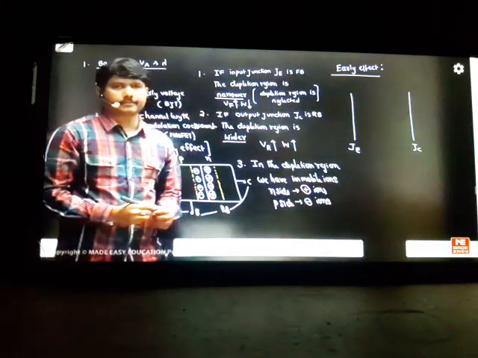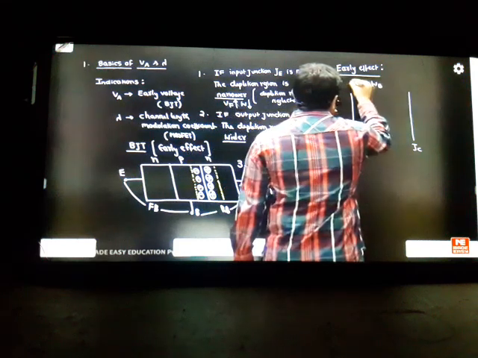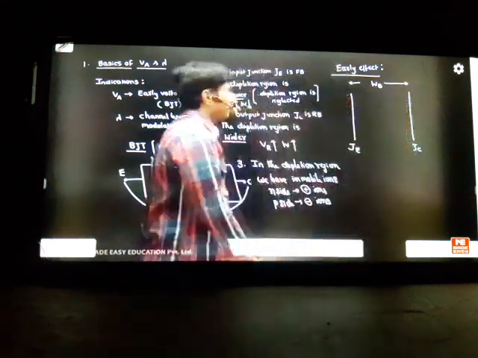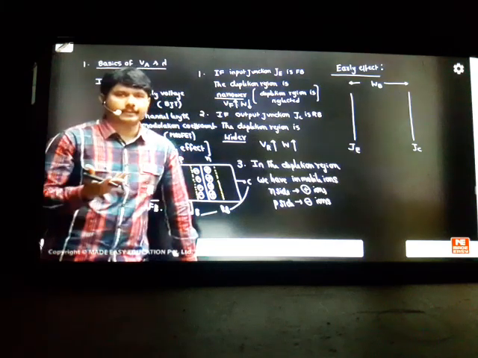Like this, you have two junctions in your device, the BJT. If I ask you what is the width of the base, compulsorily you will say that the width of the base is from here to here, from this boundary point to this boundary point. So the width of the base is the difference between the boundary line of the input junction and the boundary line of the output junction, correct?